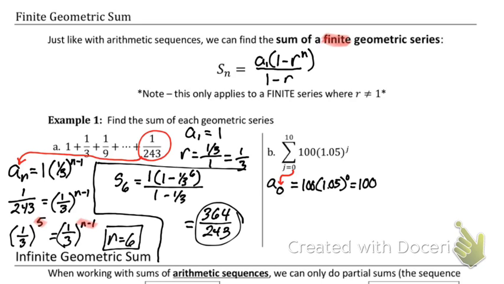What else do I need? I need my common ratio. Well, my common ratio is the number attached to the exponent, as long as it's just that j. So it's going to be our 1.05. And the final thing I need is how many terms I have. How many terms do I have on this one?